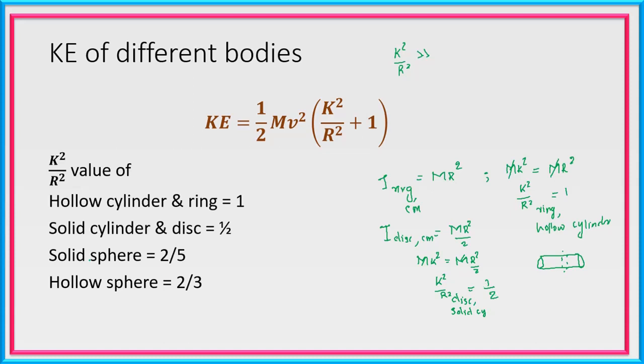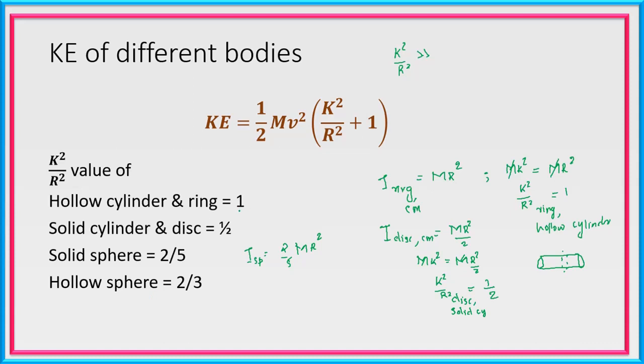Similarly, for a solid sphere, we have calculated the moment of inertia as 2 by 5 mr square. Therefore, mk square will be equal to 2 by 5 mr square. Therefore, k square by r square value of a solid sphere is 2 by 5. Similarly, for that of a hollow sphere it is 2 by 3.